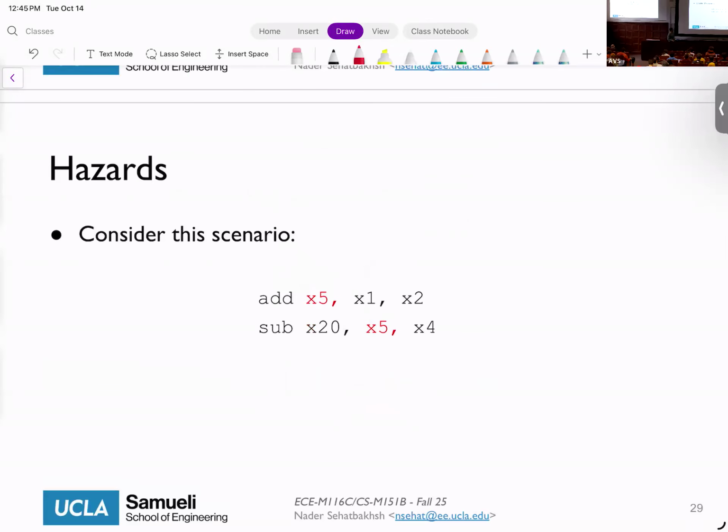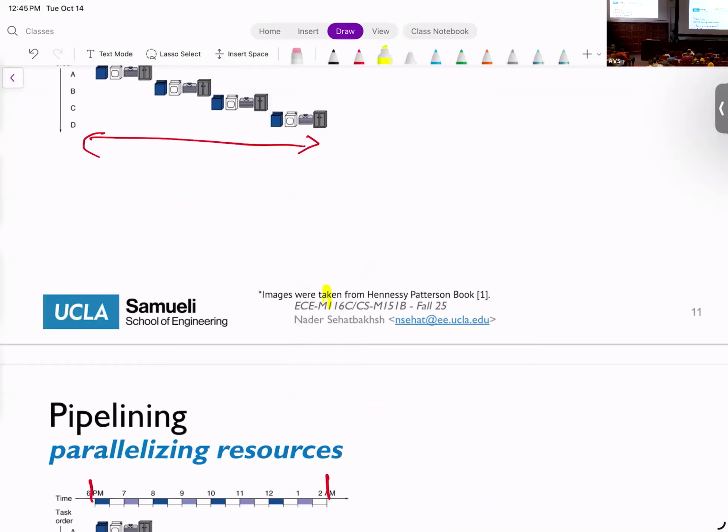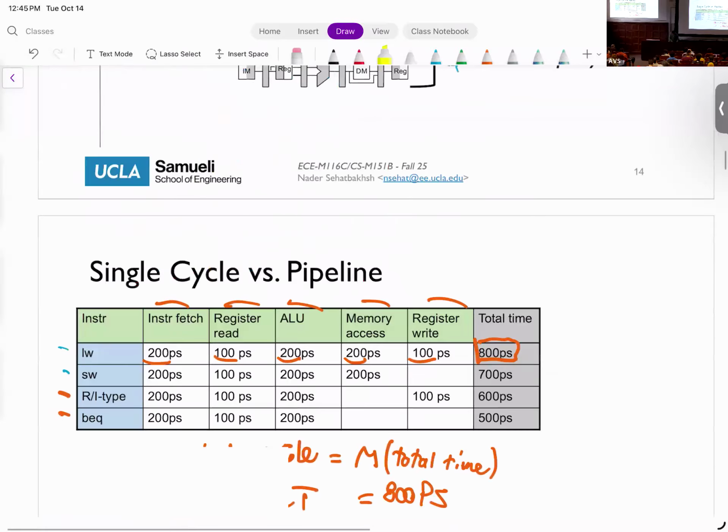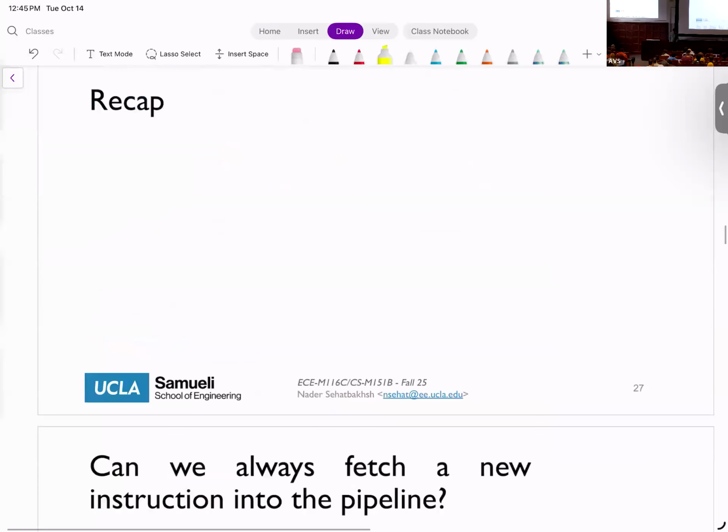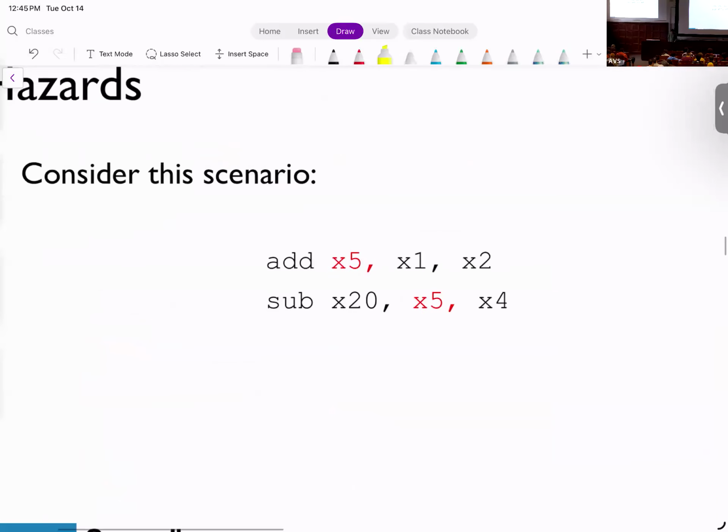Consider a scenario like this, right? Let's say I have add x5, x1, x2, and I have subtract x20, x5, x4. What you see here is that x5 is your destination register, the register that you write the result to, versus x5 here is one of the source registers, one of the operands of the instruction.